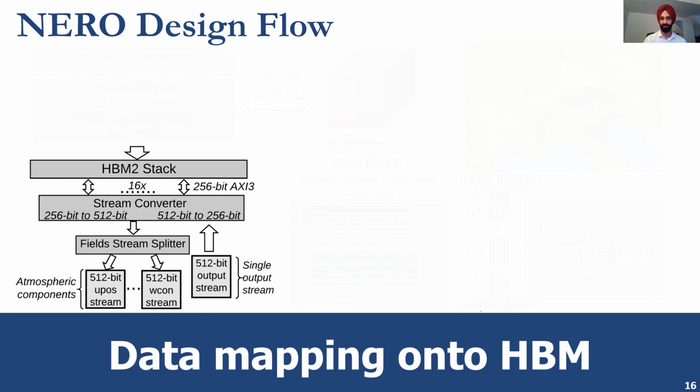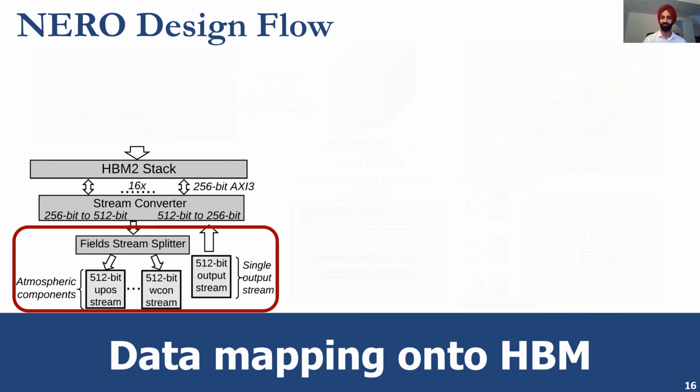The HBM port provides 256-bit data, which is half the size of the CAPI2 bit width. Therefore, to match the CAPI2 bit width, we introduce a stream converter logic that converts an HBM stream to a CAPI-compatible stream. From the HBM, a processing element reads a single stream of data that consists of all the fields that are needed for a specific COSMO kernel computation. Fields represent atmospheric components like wind, pressure, velocity, etc.